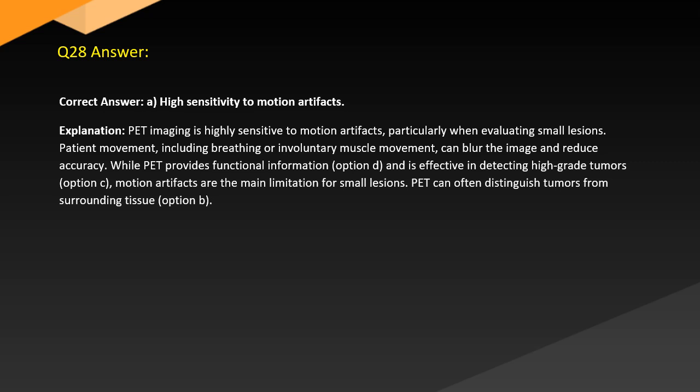Explanation. PET imaging is highly sensitive to motion artifacts, particularly when evaluating small lesions. Patient movement, including breathing or involuntary muscle movement, can blur the image and reduce accuracy, while PET provides functional information, option D, and is effective in detecting high-grade tumors, option C. Motion artifacts are the main limitation for small lesions. PET can often distinguish tumors from surrounding tissue, option B.